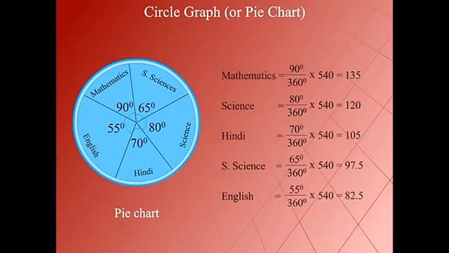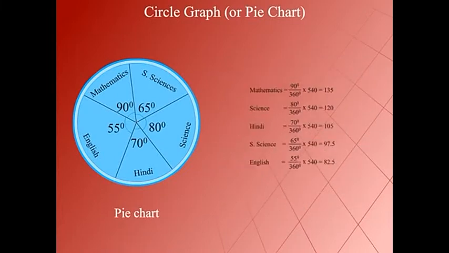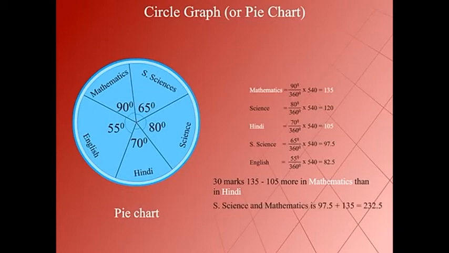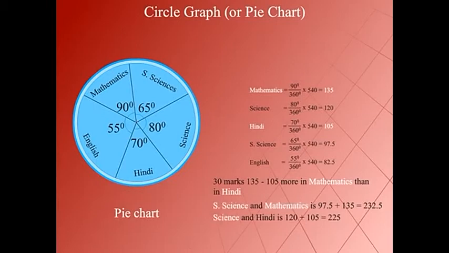The student scored 105 marks in Hindi. The student scored 30 marks more in Mathematics than in Hindi. Sum of marks in Social Science and Mathematics is 97.5 plus 135, that is equal to 232.5. Sum of marks in Science and Hindi is 120 plus 105 is equal to 225. Thus, the sum of the marks obtained in Social Science and Mathematics is more than that in Science and Hindi.